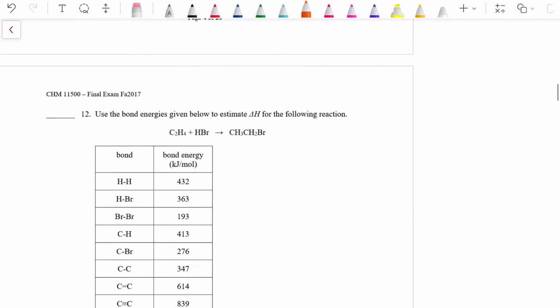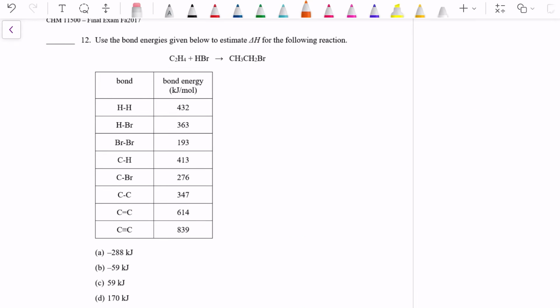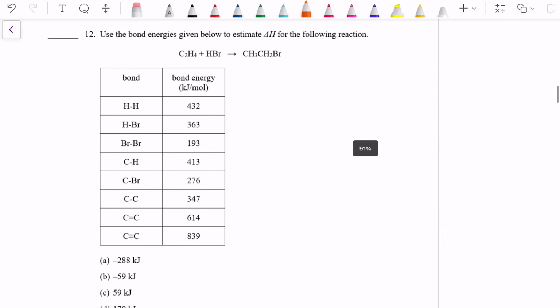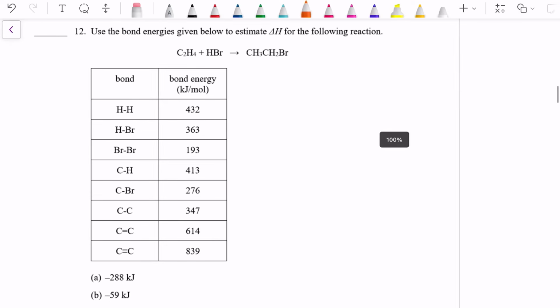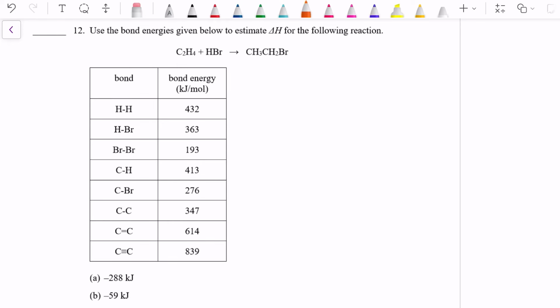11E. Okay. 12. Use the bond energies given below to estimate delta H for the following reaction. So let's first figure out how many bonds we have of each, and then we can do reactants minus products to find our change. So let's write that out. It's going to be the bond energy of the reactants minus the products.